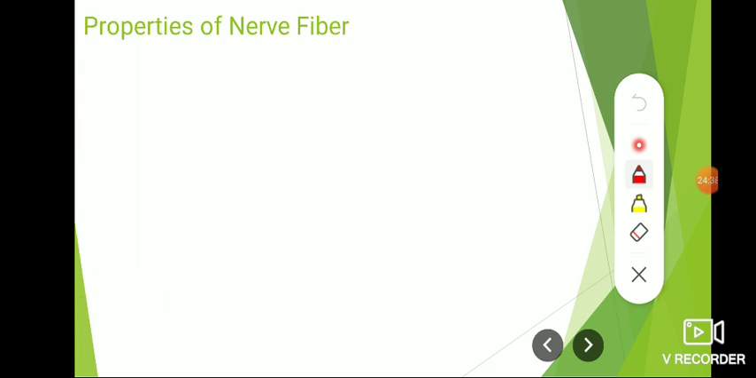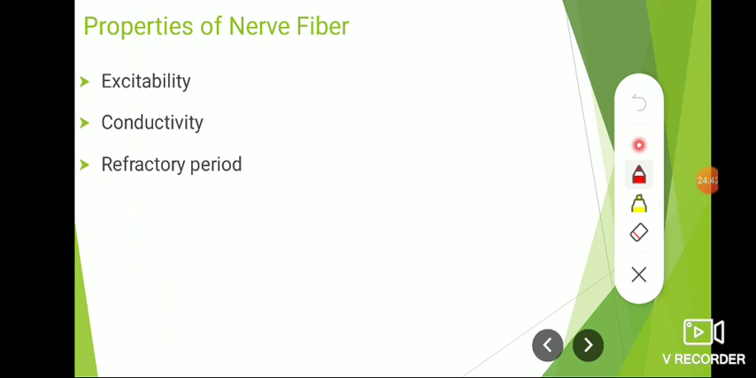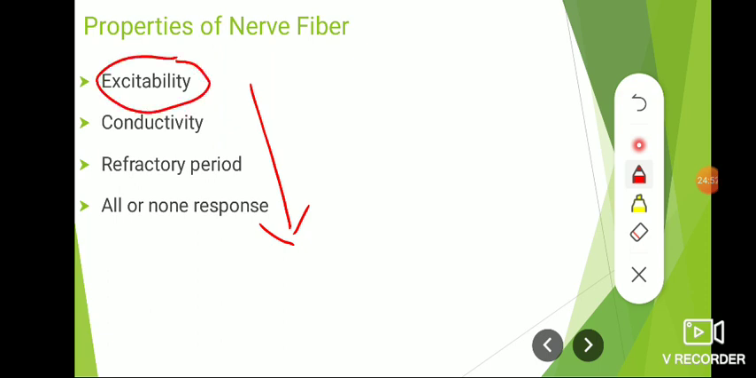Now properties of nerve fiber: excitability, conductivity, refractory period, and all or none response. Now these four properties are nothing but the same properties of action potential which we have discussed in the lecture on action potential and resting membrane potential. Excitability means the ability of any cell to generate action potential. Neuron is excitable. Conductivity: it conducts the impulse. So axon is conducting the action potential from one end to the other end.